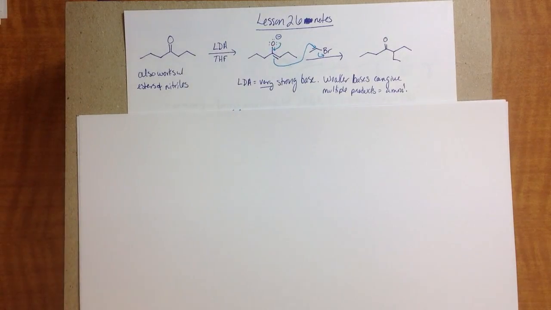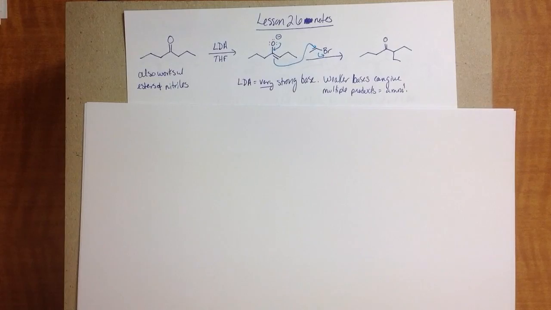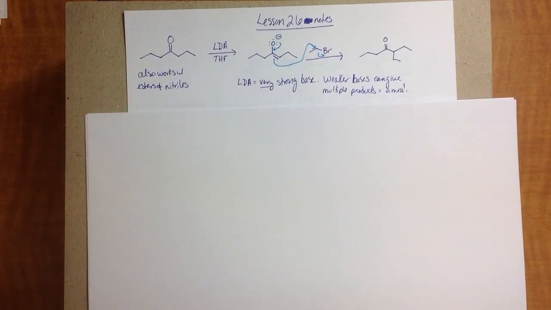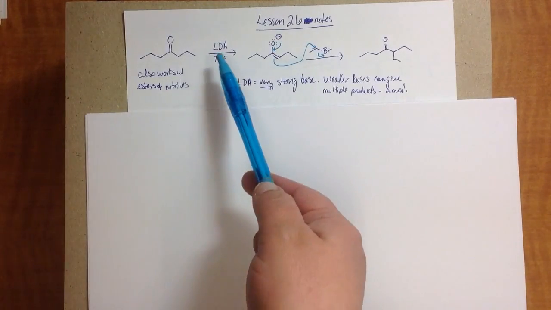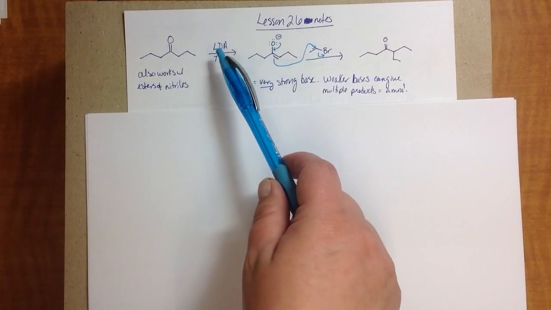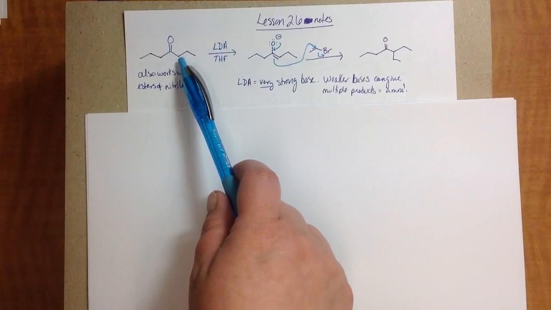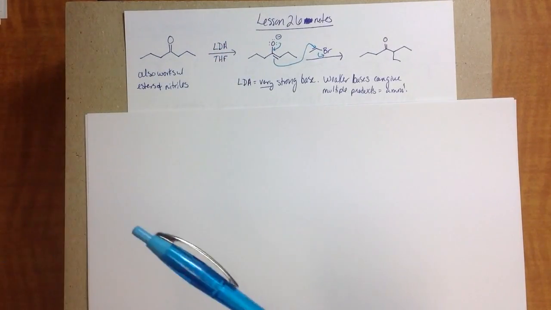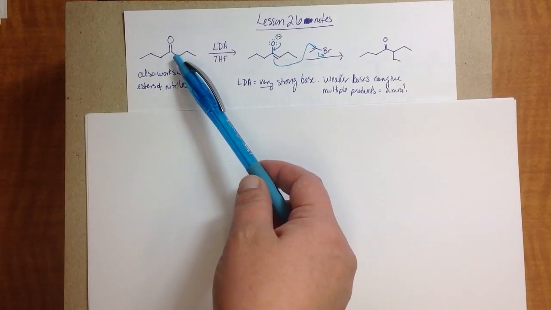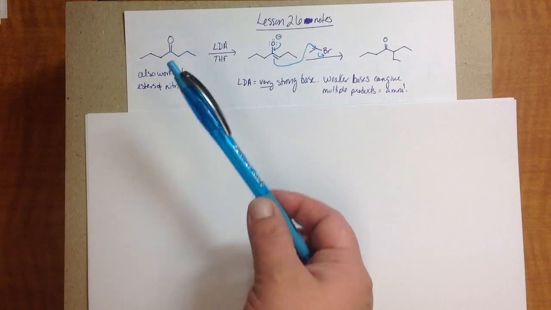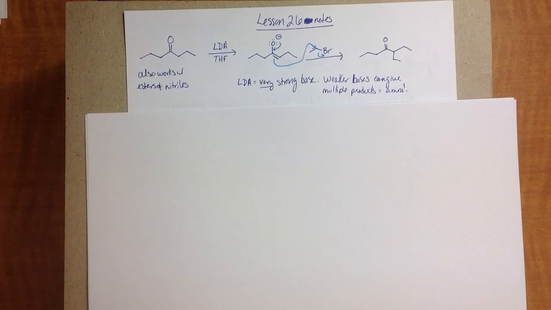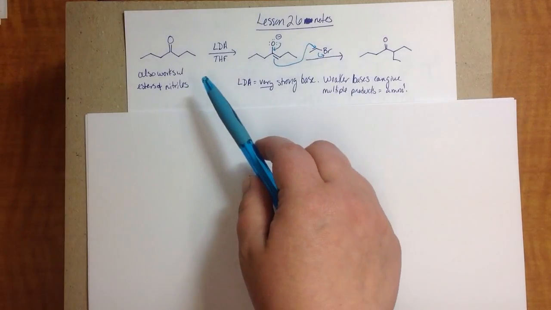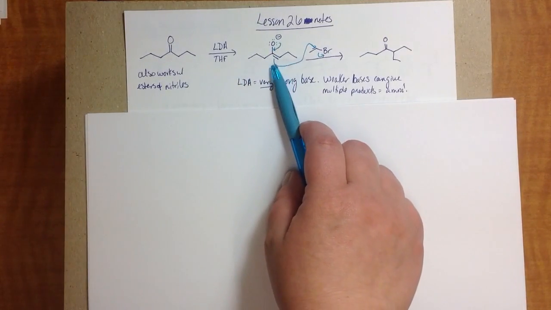Okay, in lesson 26 we're going to look at the beauty of LDA, which stands for lithium diisopropylamide, and I'll show you how to make that in just a minute. But the cool thing about LDA is that it's very selective for grabbing hydrogen. It's a strong base. It's very good at grabbing hydrogens that are at the alpha position to a carbonyl. And so they're very good at making enolates.